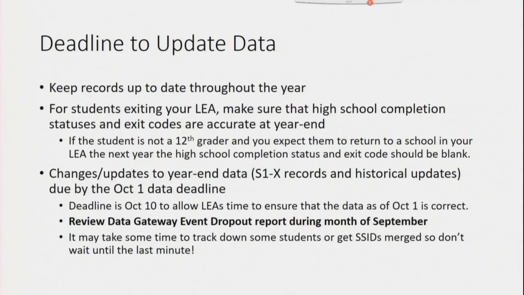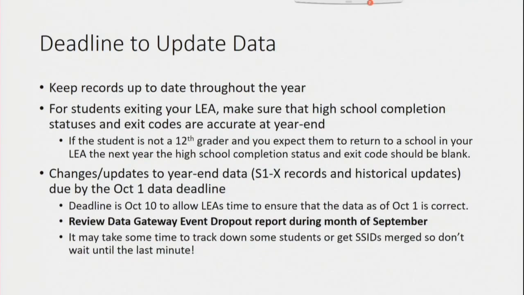And if students aren't 12th graders and you expect them to return to school the next year, if they're enrolled through the end of that school year, so really they haven't exited, they're just taking the summer break and they're going to come back to school the next year, those can actually be left blank in the high school completion status and exit code. It just means we expect them to return to school if the exit code is blank. They haven't exited your school. And then, any changes that you need to make to previous year exit codes. Sometimes a student changes their mind over the course of the summer. They expected to return and then they changed their mind and decided to go out of state or to a private school or something like that.